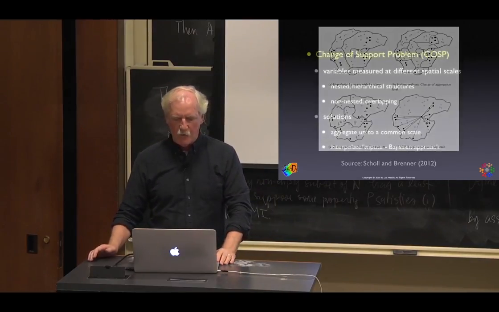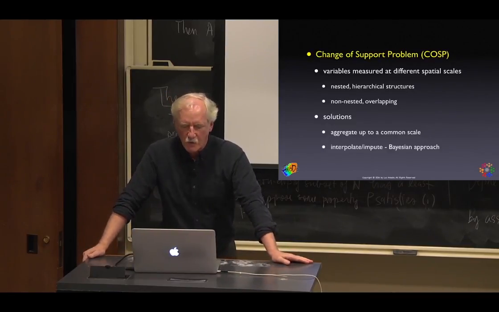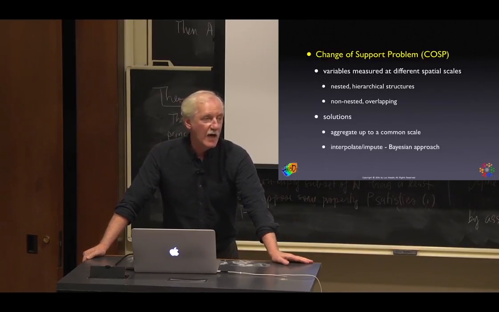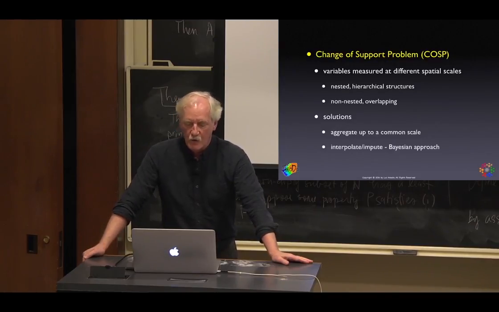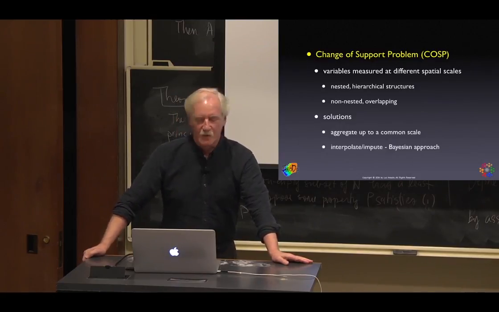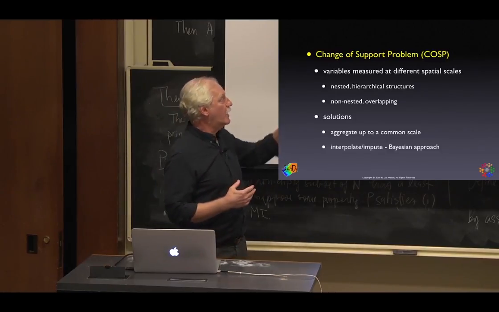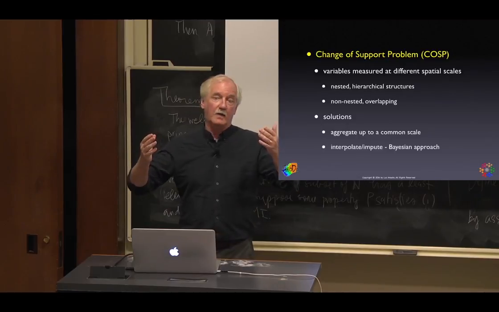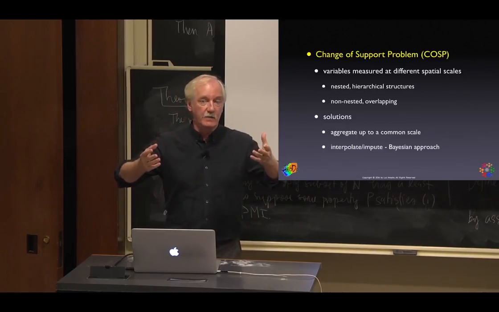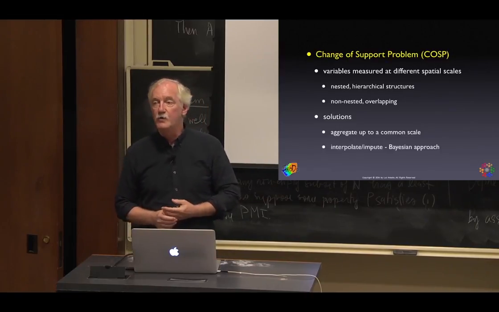And so then the final one is the change of support problem. This is a little bit more technical. It is the case when variables are measured at different scales. So let's say you have some individual level data, but you also have census tract data or zip code data, which is really bad, but we'll talk about that later. And you can have one situation where they're actually nicely nested, like counties into a state. So the state is the sum of all the counties, so there's a nice hierarchical situation.